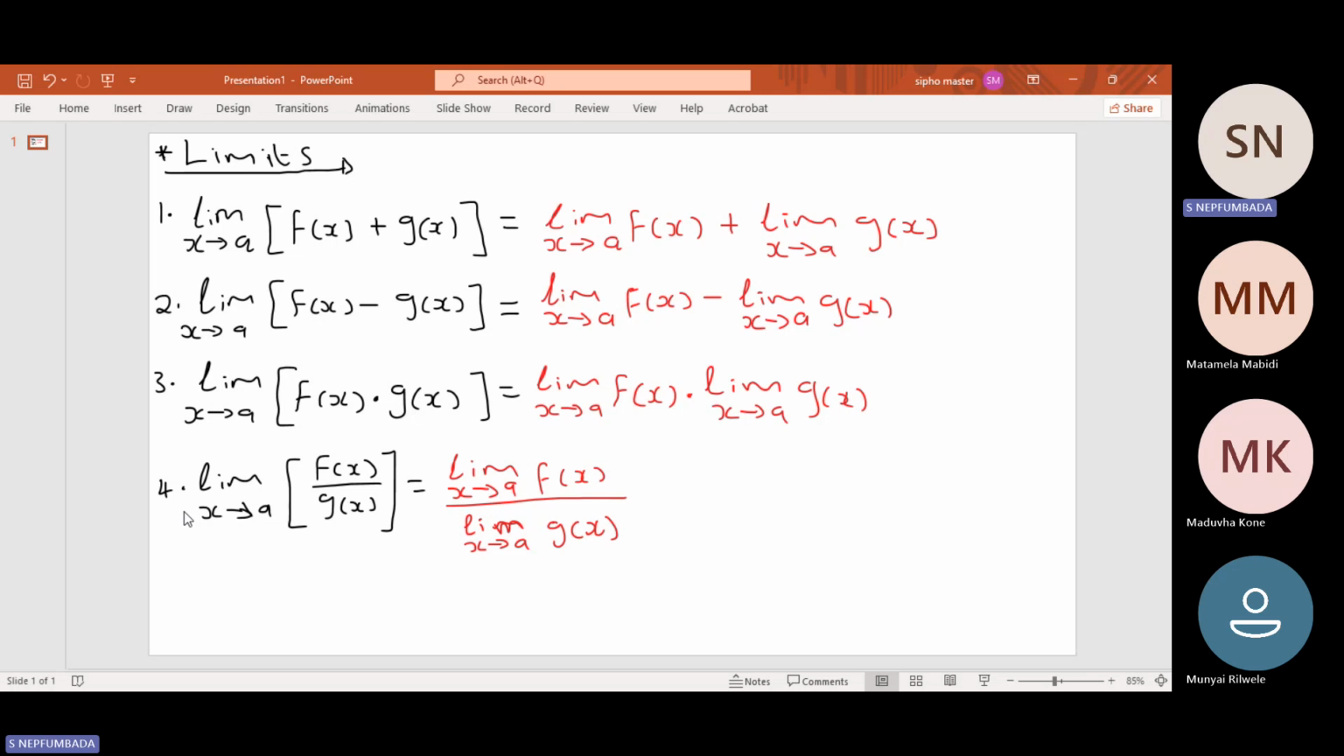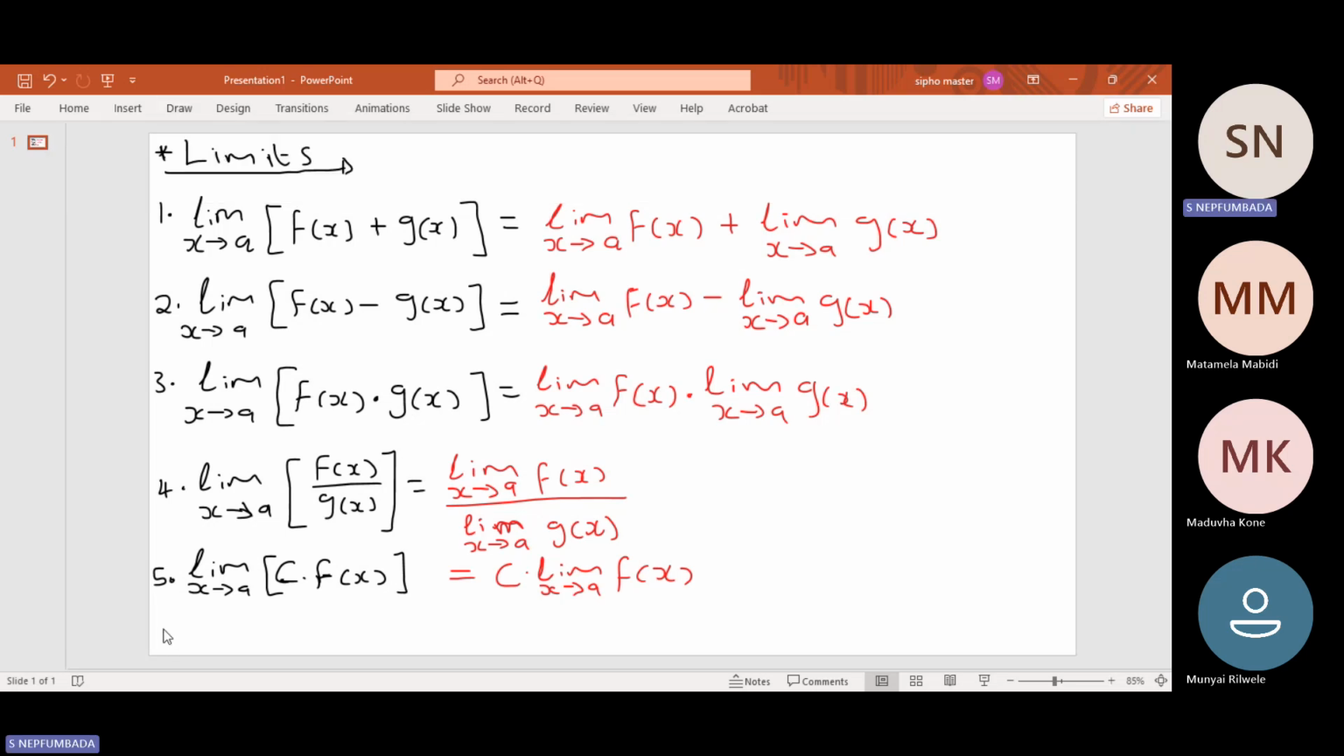And again, let's say we have the limit of x approaching a of a constant multiplied by a function. So a constant has nothing to do with a limit, so we can place it aside. Then we are multiplying it by the limit of x approaching a of that function.